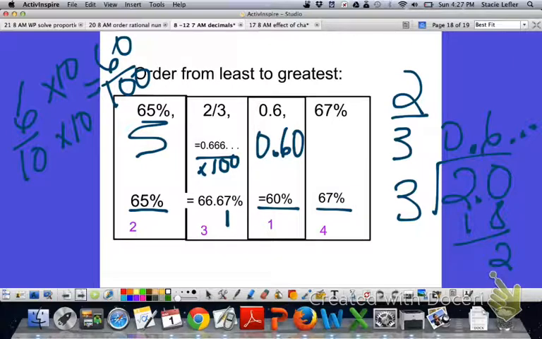And then check and see, did you put them in order from least to greatest? Now watch out, because sometimes tests or papers will ask for greatest to least, so be careful and read your directions carefully.